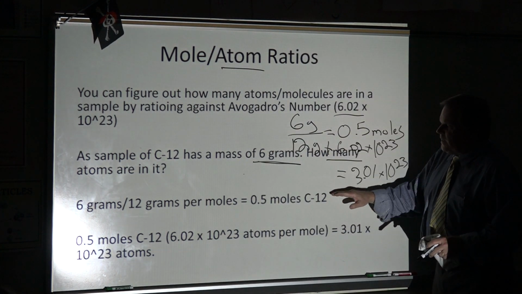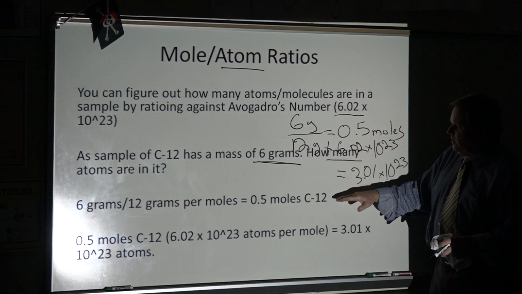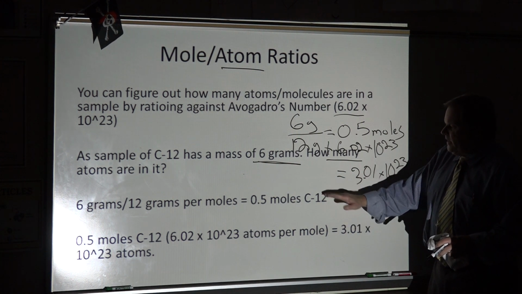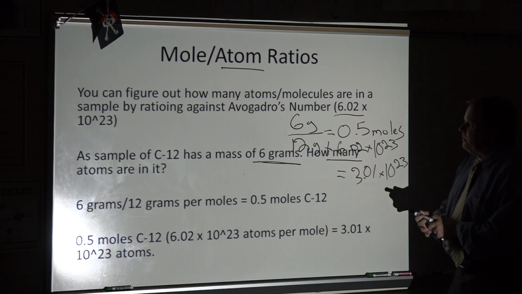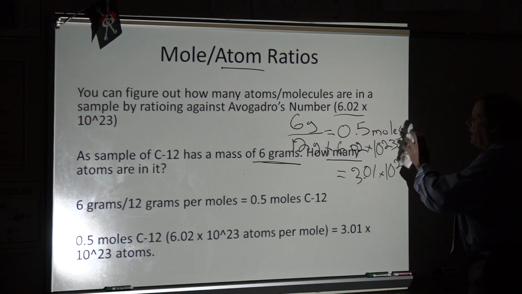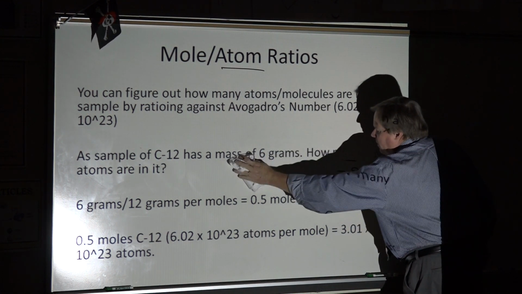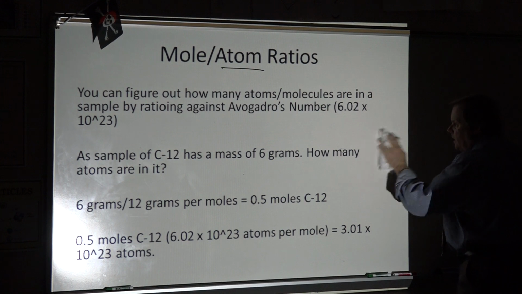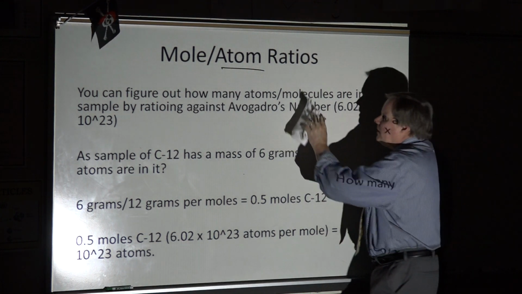So here are the steps typed out. 6 divided by 12, half a mole, and then half times Avogadro's number gives us our result. Again, this is all review. You guys have already been tested on this several times. You'll be tested on it more times.